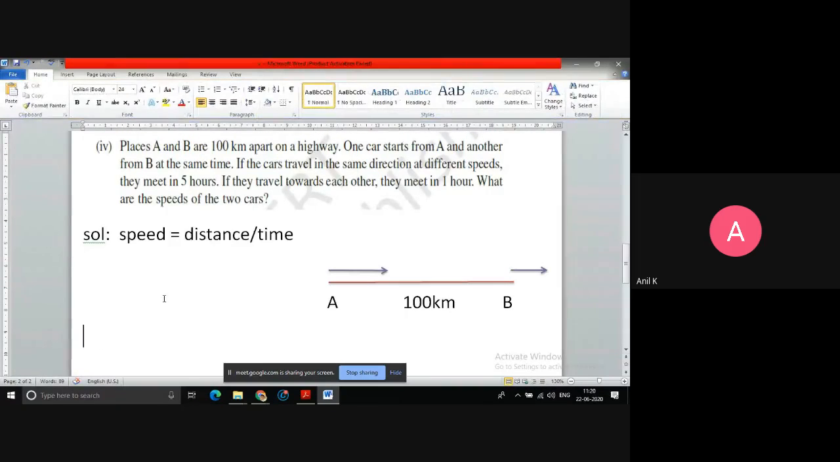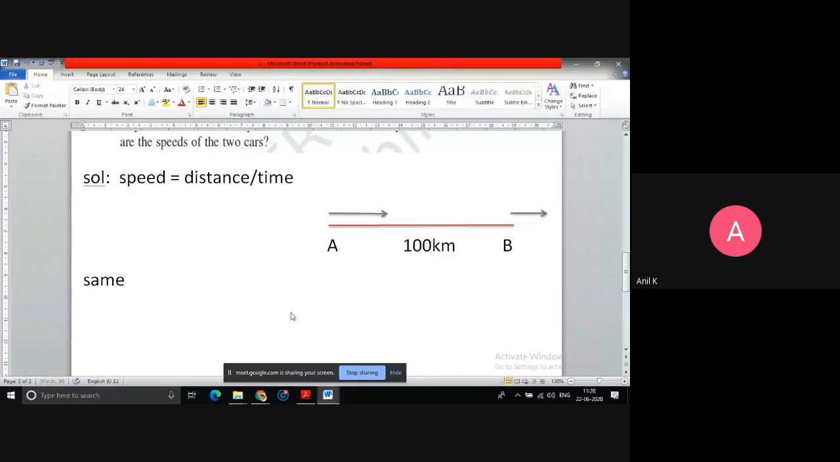What is the information given in the question? With different speeds, that means the speed of car A and the speed of car B are different, and they are traveling in the same direction. So let me put here a heading, same direction. Same direction will give me one condition, opposite direction will give me another. Same direction: car A speed equals x kilometers per hour.